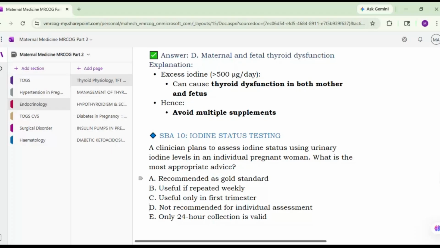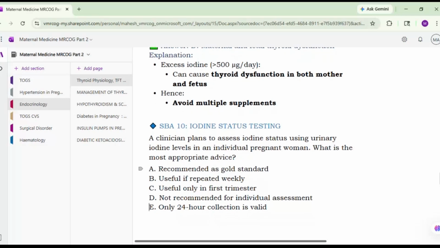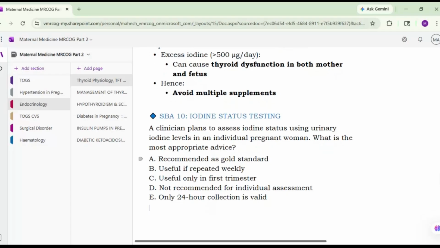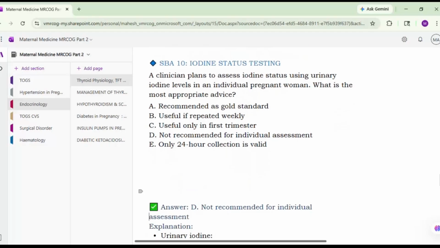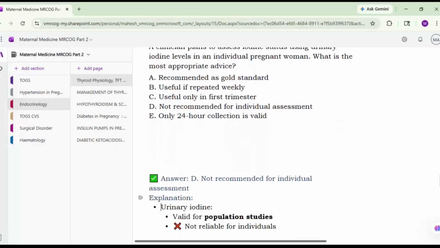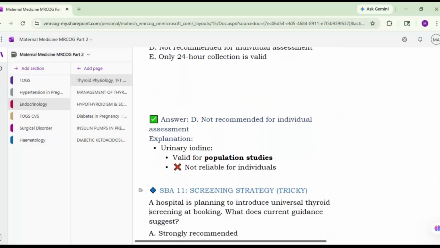Yes, next. A clinician plans to assess iodine status using urinary iodine levels in an individual pregnant woman. What is the most appropriate advice? Recommended as gold standard, useful if repeated weekly, useful only in first trimester, not recommended for individual assessment, or only 24-hour collection is valid. It is not recommended for individual assessment. Urinary iodine is valid for population studies and not reliable for individuals.